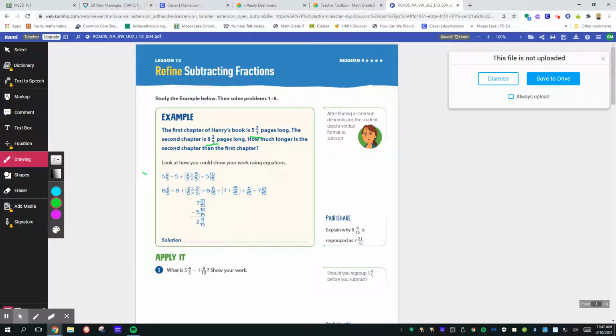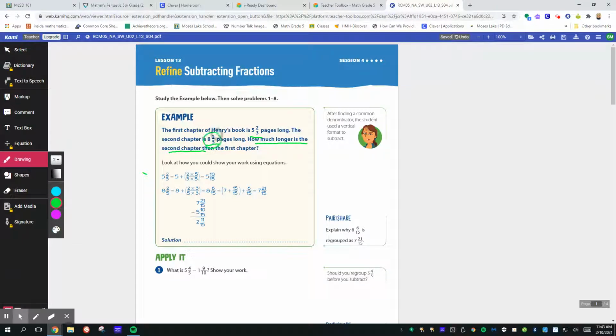So what is the problem about? It is about Henry's book, right? And how long the pages of the chapters are. So what are we trying to find out? How much longer is the second chapter? Because you can see it's longer than the first chapter. All right? So this is showing how we could use our work using equations.